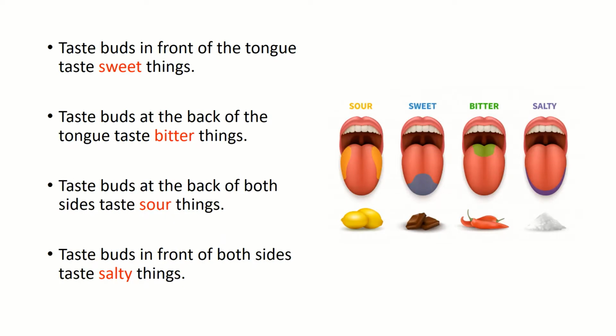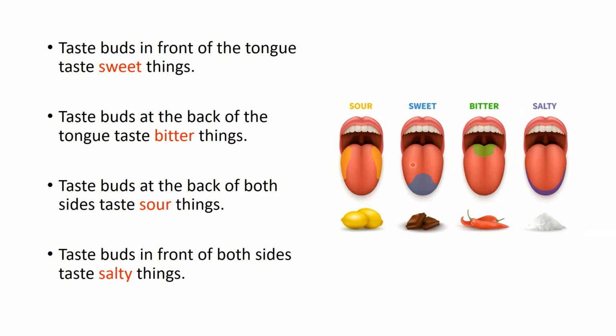Students, while performing the blindfold activity, you might have observed that different regions of the tongue help us to identify different kinds of taste. Let's see one by one. The taste buds present in the front of the tongue help us to identify sweet things like sugar, jaggery, chocolates, etc. In the back of the tongue, the taste buds help us to identify bitter things like chili, karela or bitter gourd, etc.